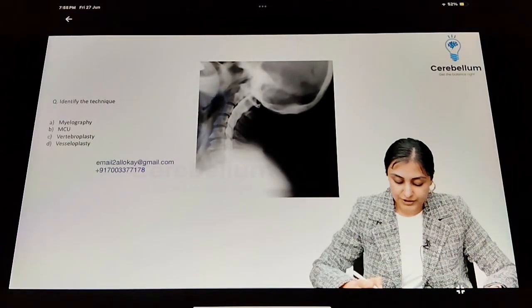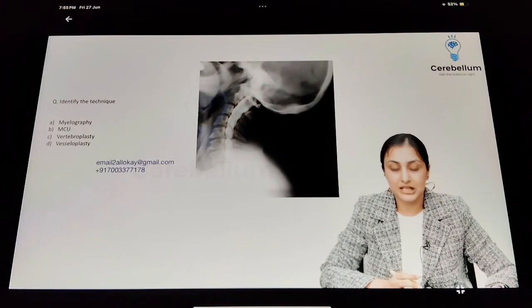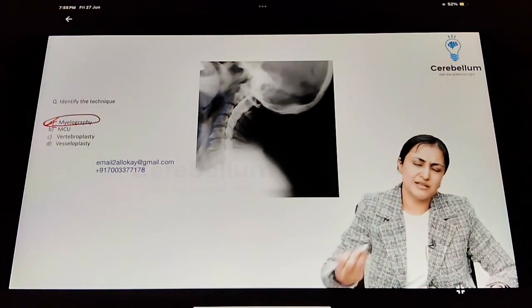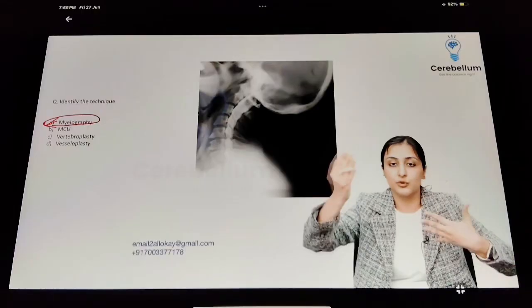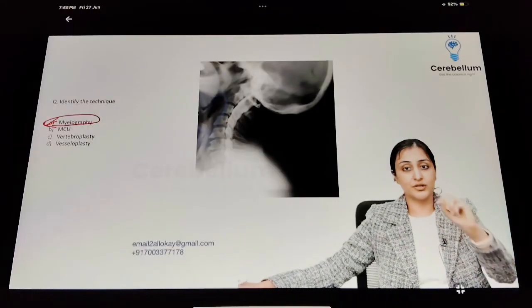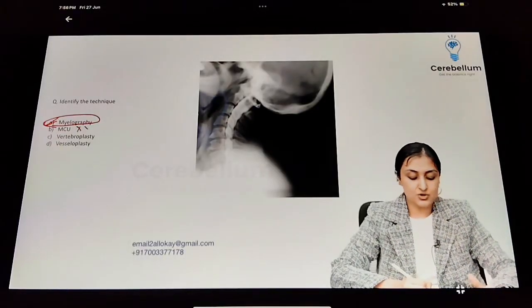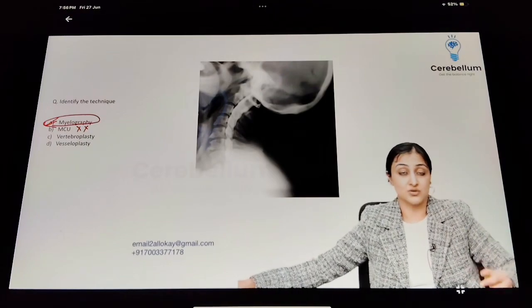Next, what is this investigation here? You can see there is contrast within the spinal canal. This is called myelography. This was done previously when we didn't have MRI, so they would put contrast in the spinal canal, and if there is a tumor, it will cause some filling defect. Obviously, this is not MCU. If you know what MCU is, this is nowhere close to the bladder.